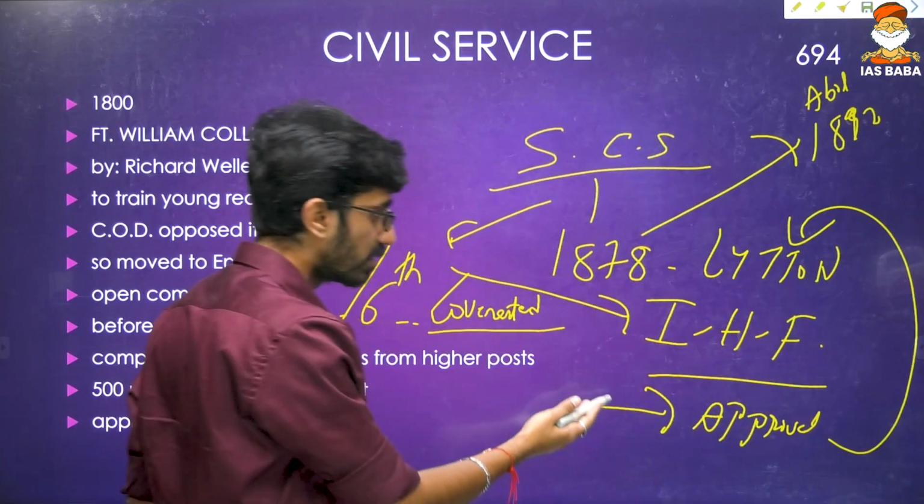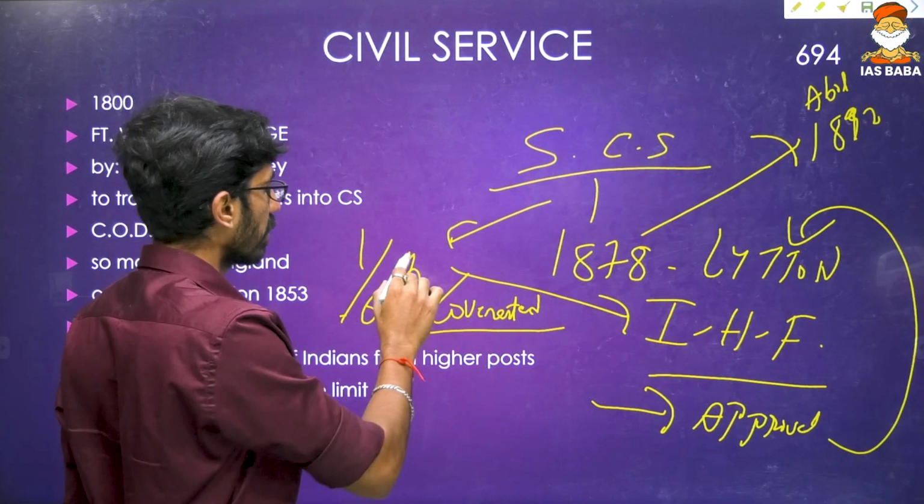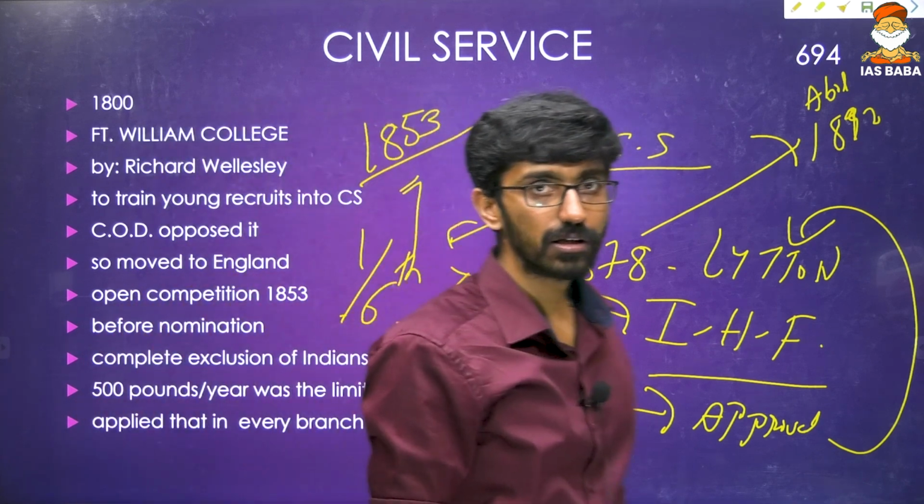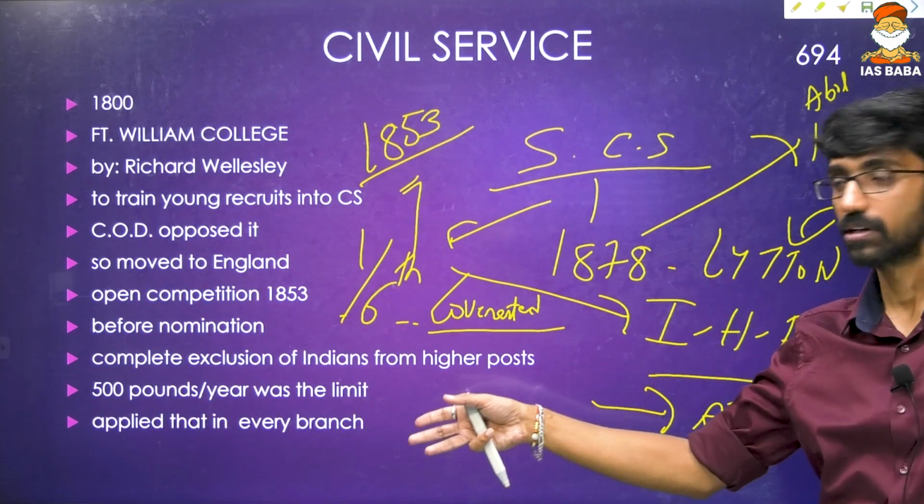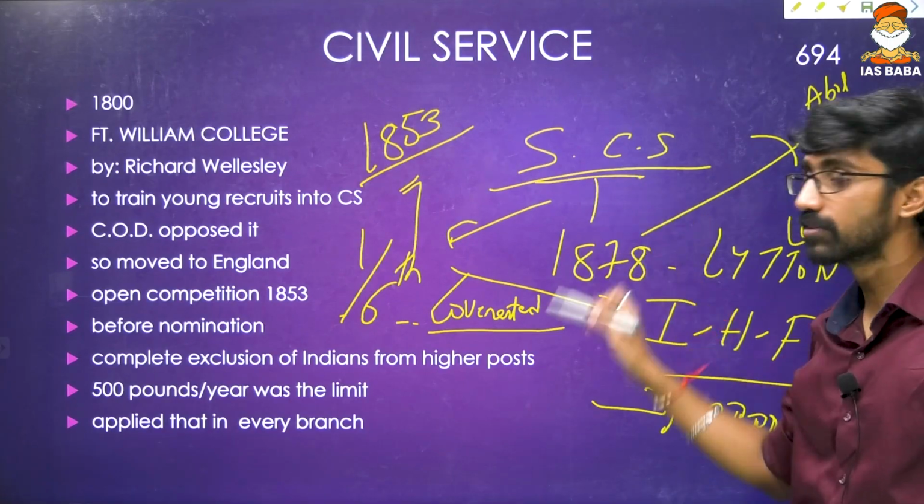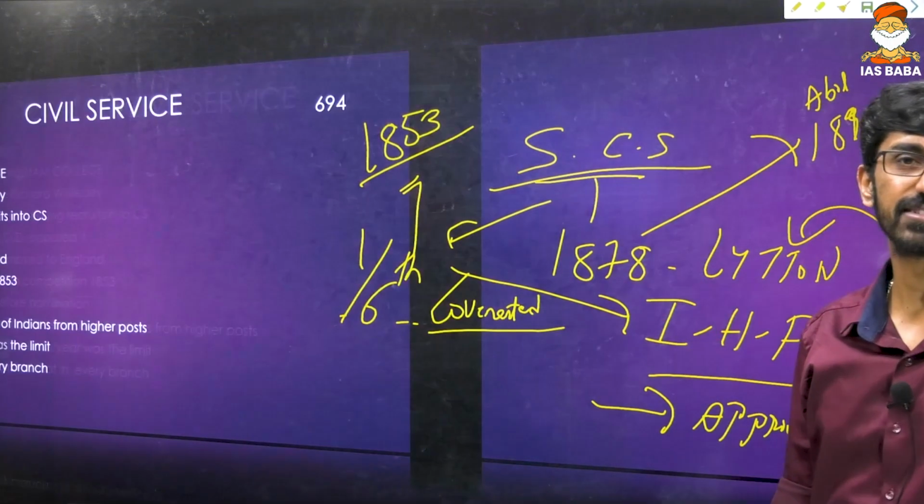Because it goes against the open competition which was introduced in 1853. Open competition is there, but why do you want to bring a nomination system? That is the reason statutory civil services was abolished. Okay, one of the reactionary policies of Lytton.